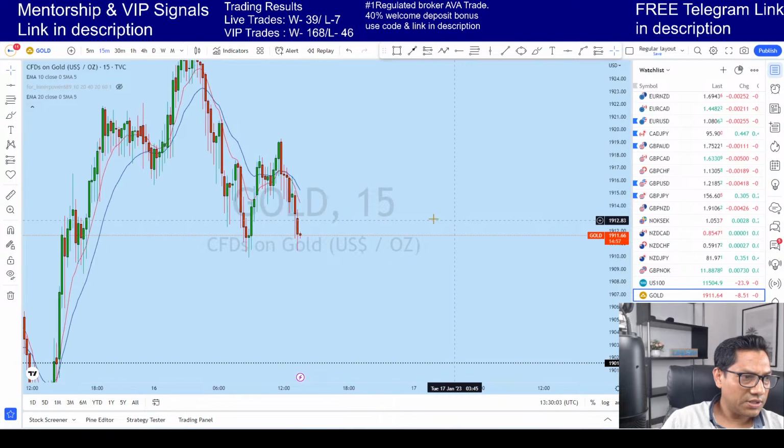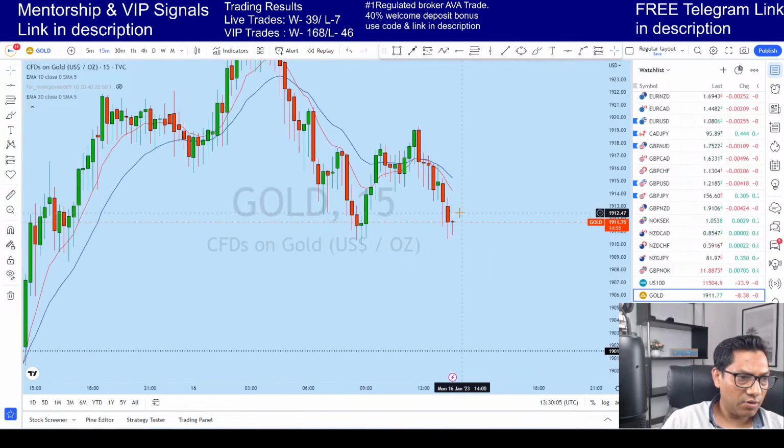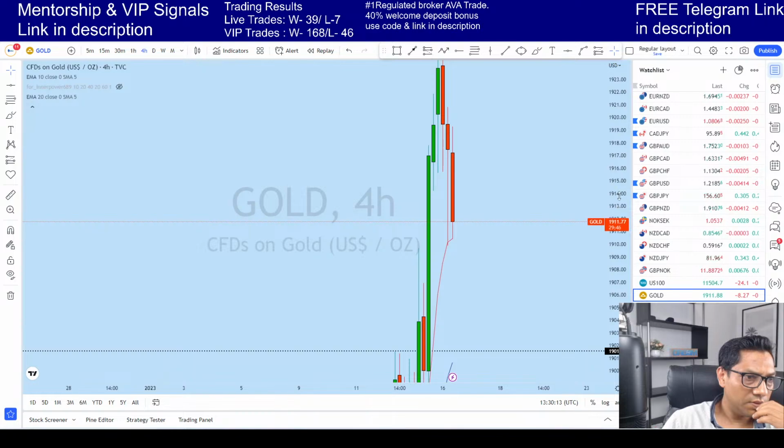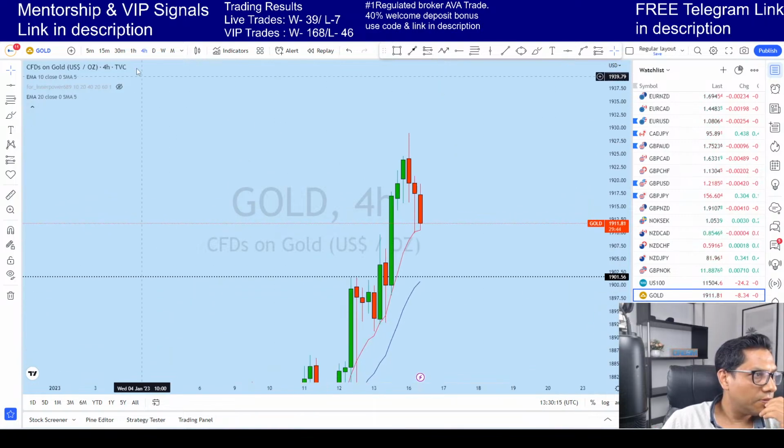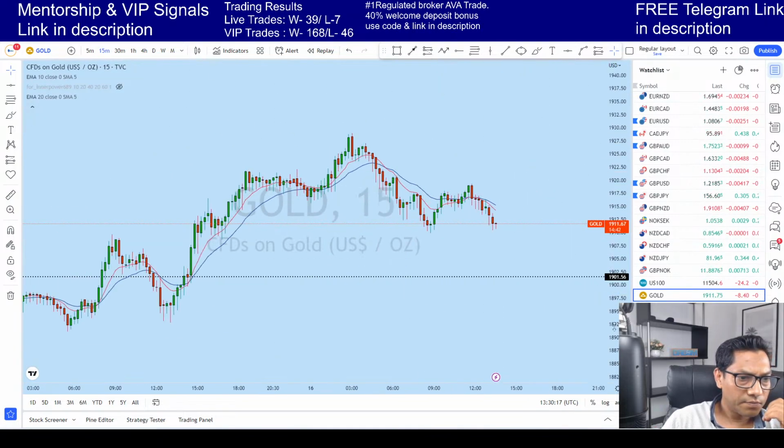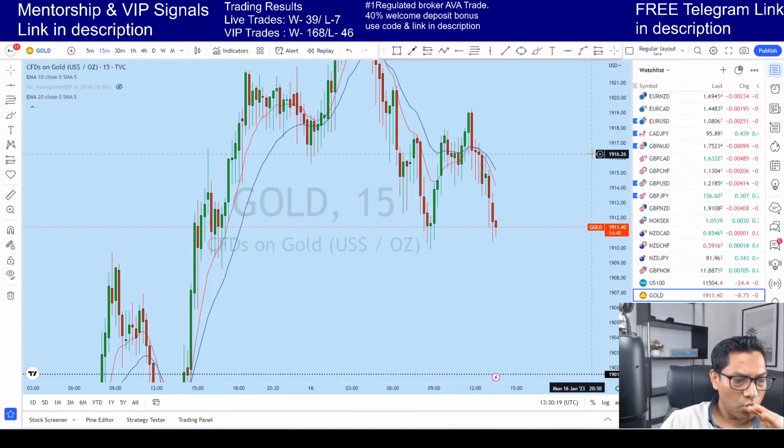The way the price action has formed, this one is a middleman here on the 15 minutes, which is bearish price action on gold. Let me look at this one. What I see is that gold is creating a selling opportunity on the lower time frame.